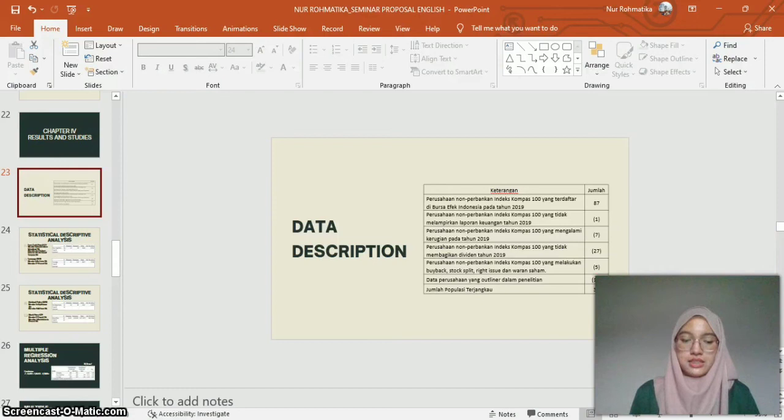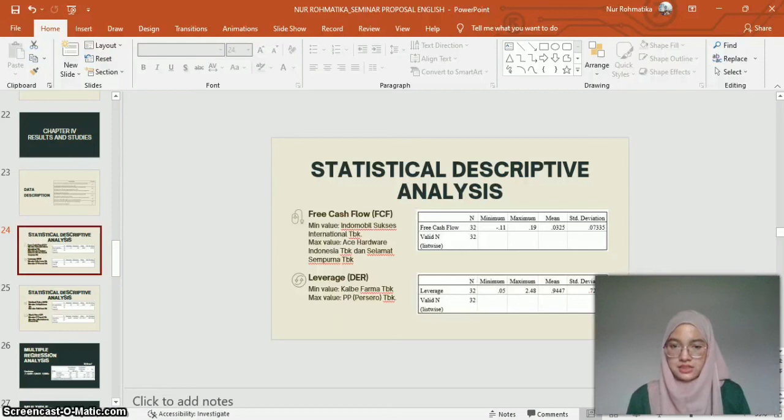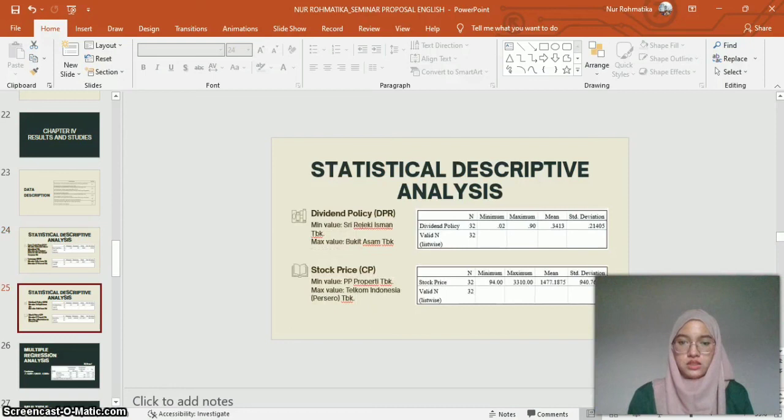Statistical descriptive analysis. First, free cash flow. Minimal value is in Mobile Sukses International. Max value is Aceh Hardware Indonesia and Selamat Sampurna. For leverage, KB Pharma is the minimal value and the maximal value is PP Persero. Next, dividend policy. Minimal value is Sri Rezeki Isman and max value is Bukit Asam. And for the stock price, minimal value is PP Property, and max value is Telkom Indonesia Persero.